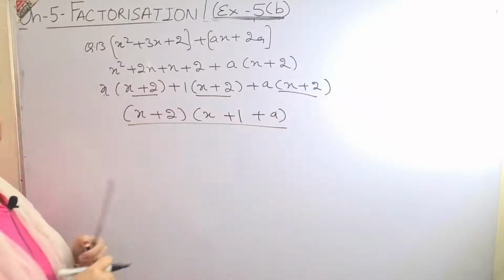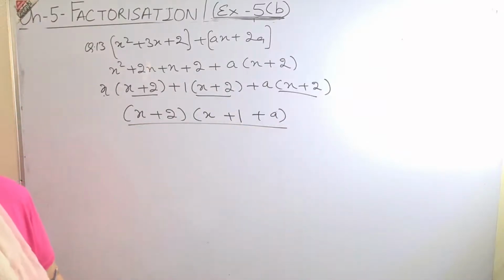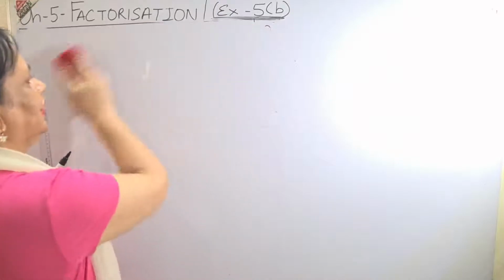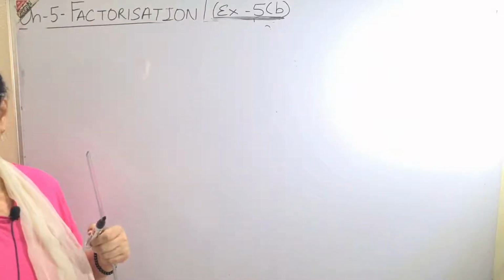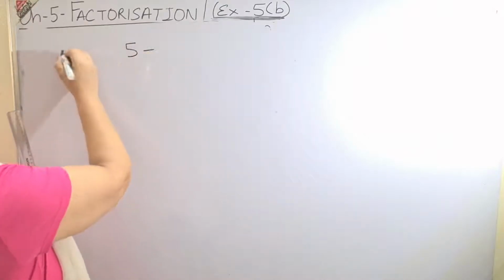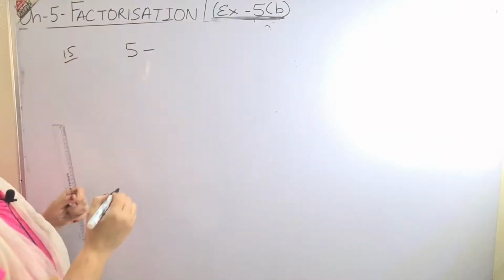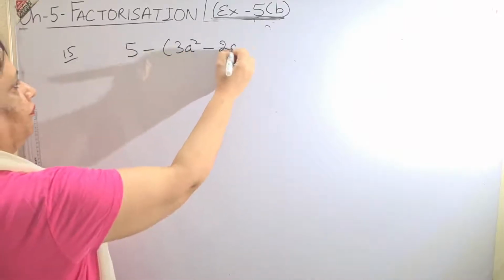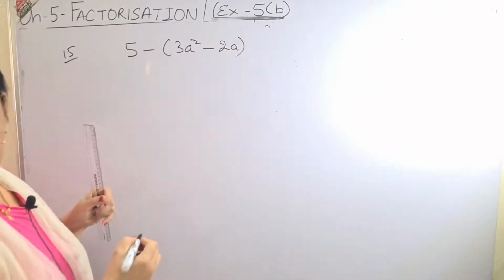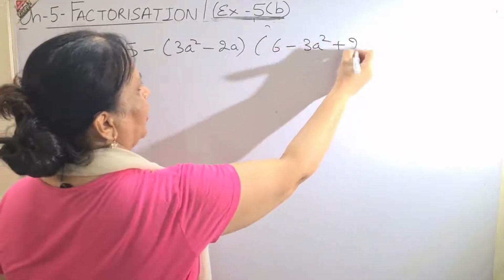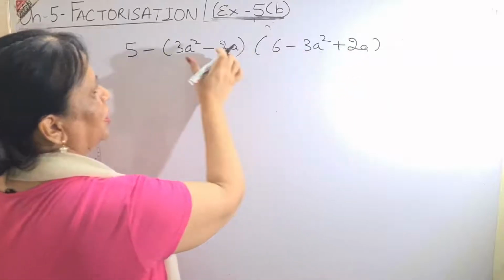See how simple it is. Simple and important. Then come to question number 15 of the same exercise, a little different but important, and the same technique. 5 minus 3a square minus 2a, into 6 minus 3a square plus 2a. You have to make these two expressions the same.